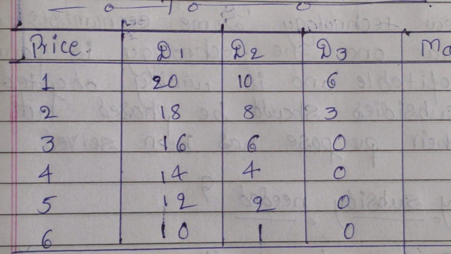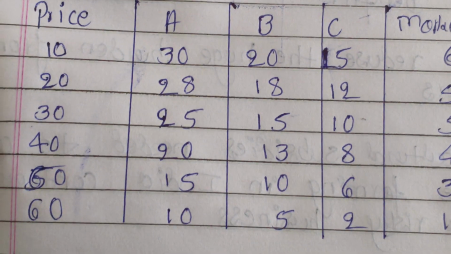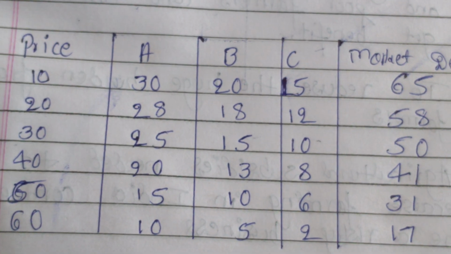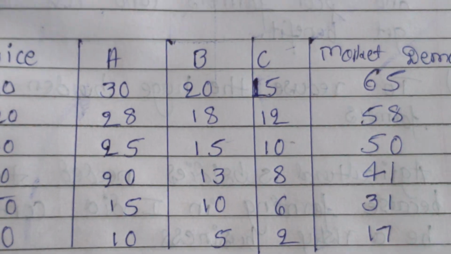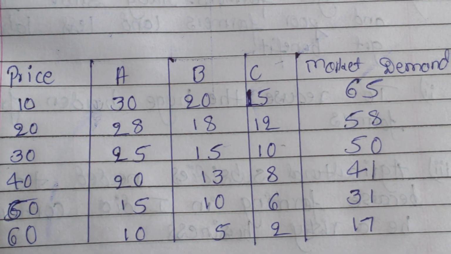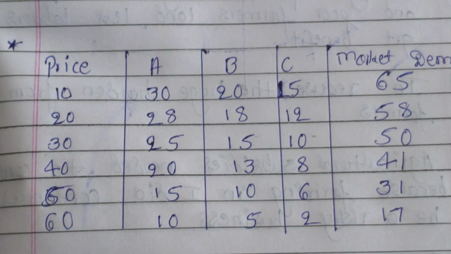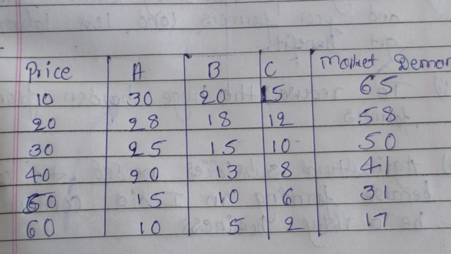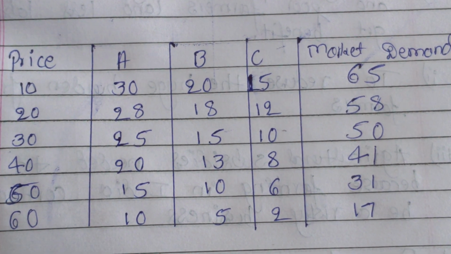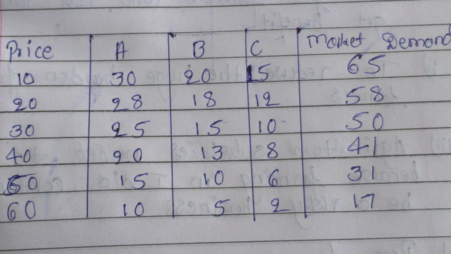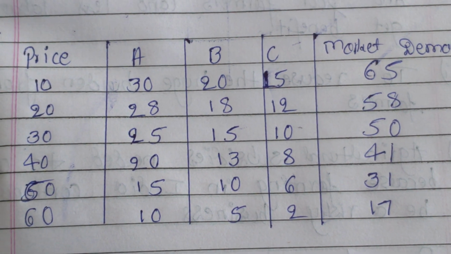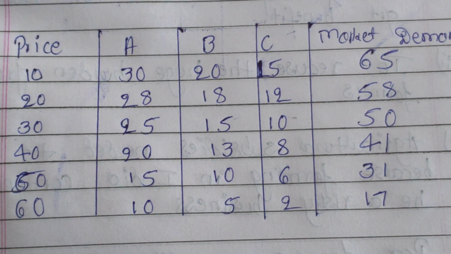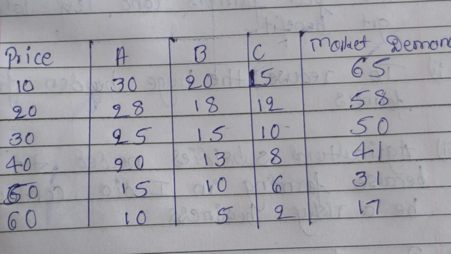Just do the plus and write it down. So one more example here. Here I am not using D1, D2, D3. I am using different consumers: consumer A, consumer B, consumer C, and last is their market demand. So prices are from 10 rupees to 60 rupees. And the market demands are, by additions, 65, 58, 50, 41, 31, 17. Consumer A's demand is 30 units, B's is 20 units, C's is 15. So market demand becomes 65, like that.